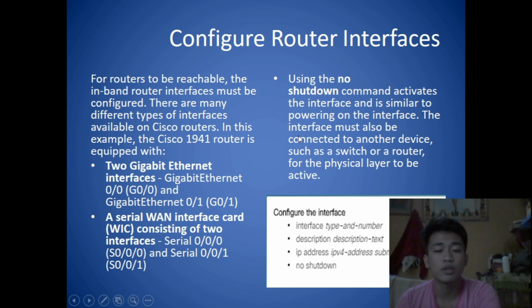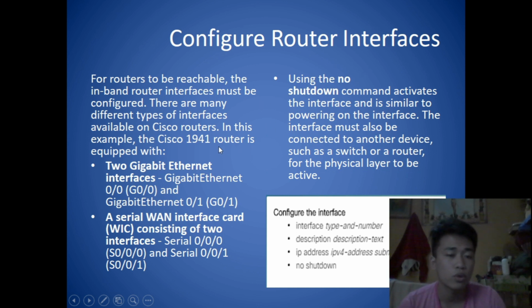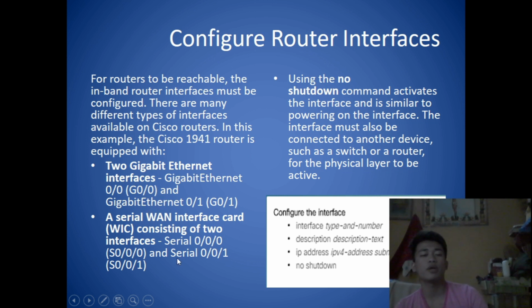Now configure the router interface. We have two Gigabit Ethernet interfaces and a serial interface card consisting of two interfaces. In the two Gigabit Ethernet interfaces, we have GigabitEthernet 0/0, and the serial interface card consists of serial 0 and serial 1. The no shutdown command activates the interface and is similar to powering on the interface. The interface must also be connected to another device such as a switch or a router for the physical layer to be active.